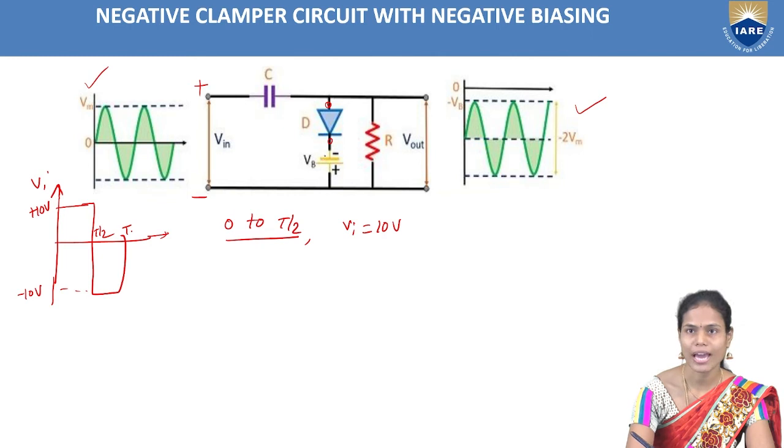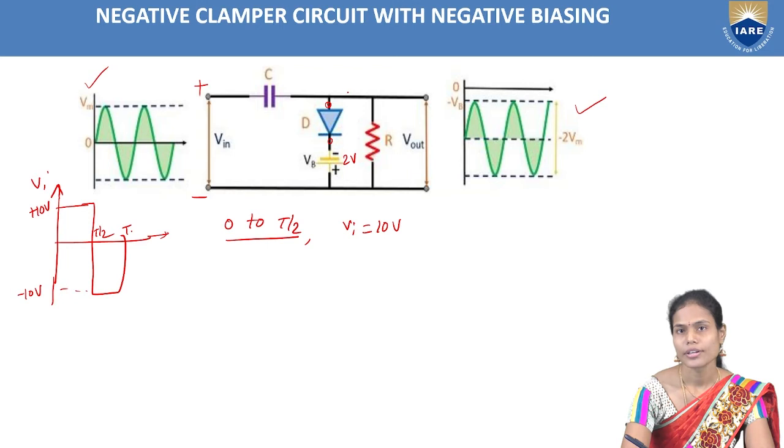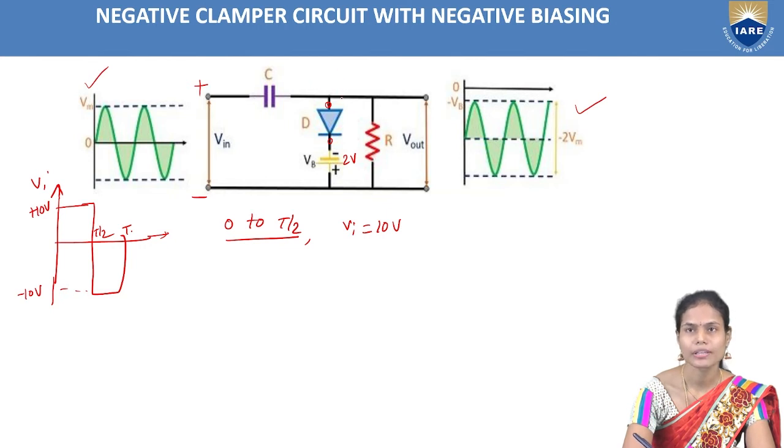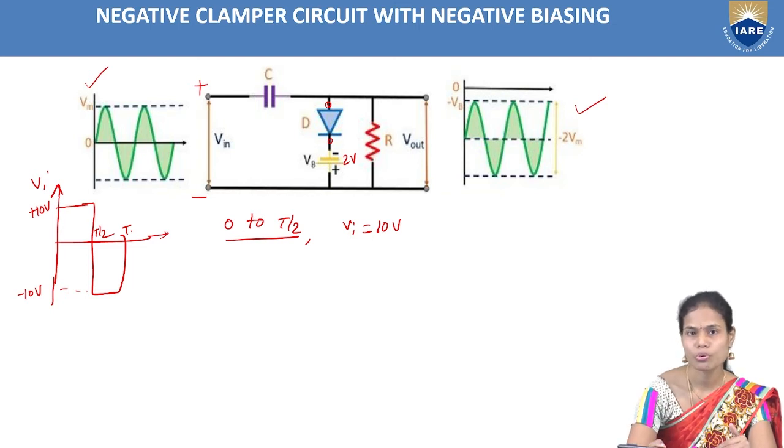But here we also have the battery voltage, 2 volts, I am taking. We have to see the diode status with this applied input voltage as well as the battery voltage. So the input voltage is plus 10 volts and the battery voltage is minus 2 volts. Anyway, both voltages are making the diode forward biased. Why? Because for the anode, positive voltage, and for the cathode, negative voltage. If it is in the opposite direction, we have to compare both voltages. Whichever voltage is greater, depending on that, the diode state will change.